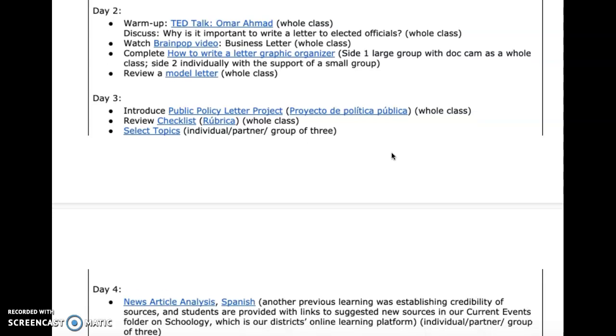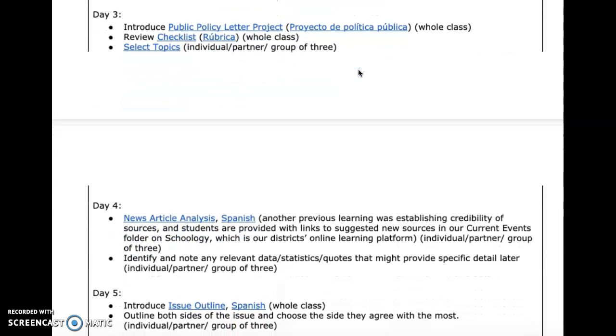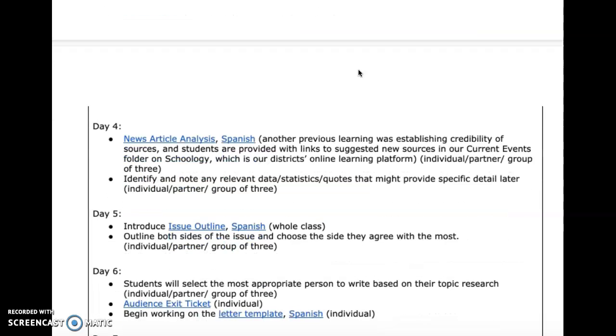On day two, we talk about why specifically writing a letter to an elected official is important and what elected officials think about getting letters from students. So that's what the TED Talk is about. Then we go over what specifically the structure of a letter looks like through a Brain Pop video, as well as the accompanying activities, and then students work either individually or with their small group as an introduction about the structure of a letter. On day three, we introduce the topic, and students are able to select their topics.